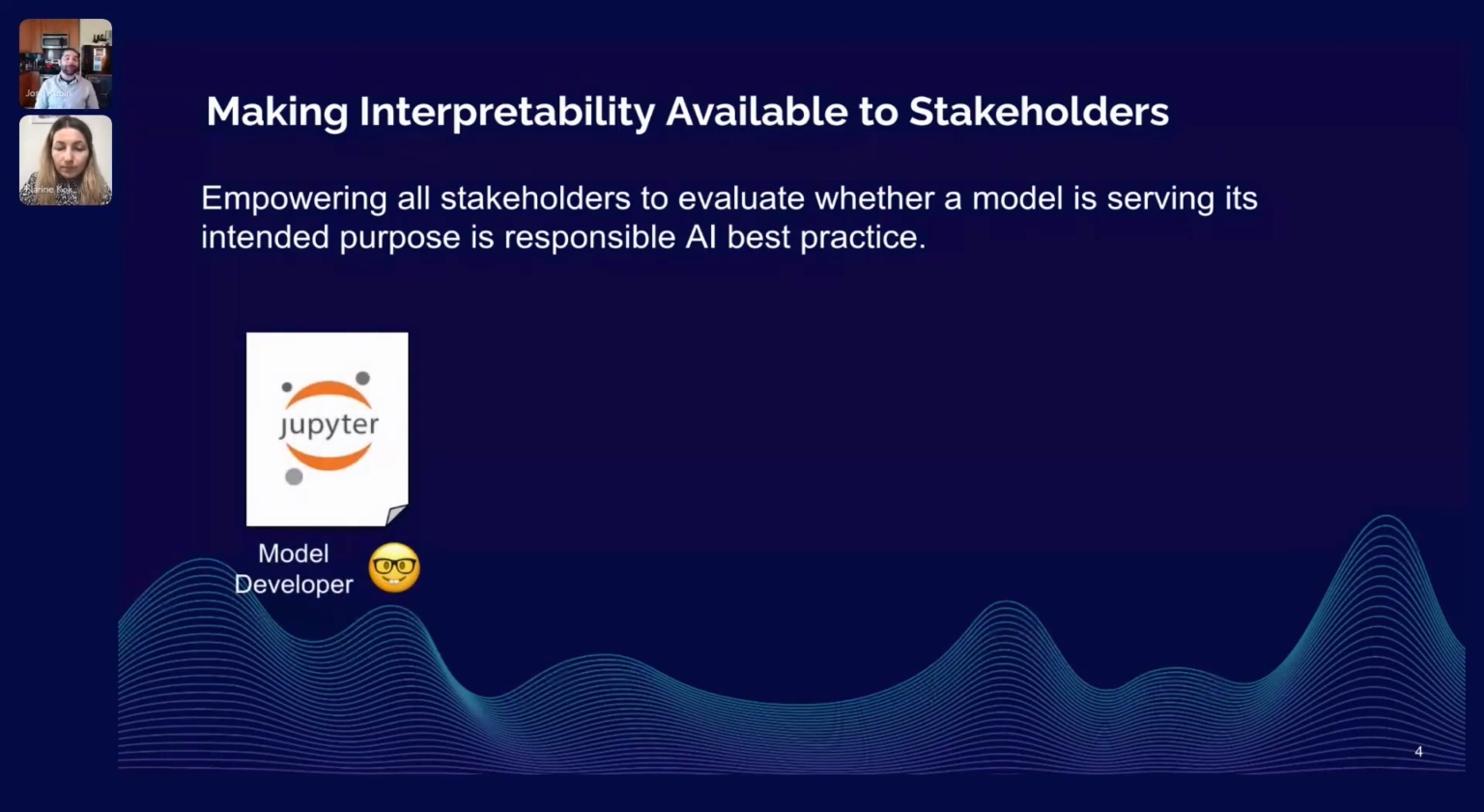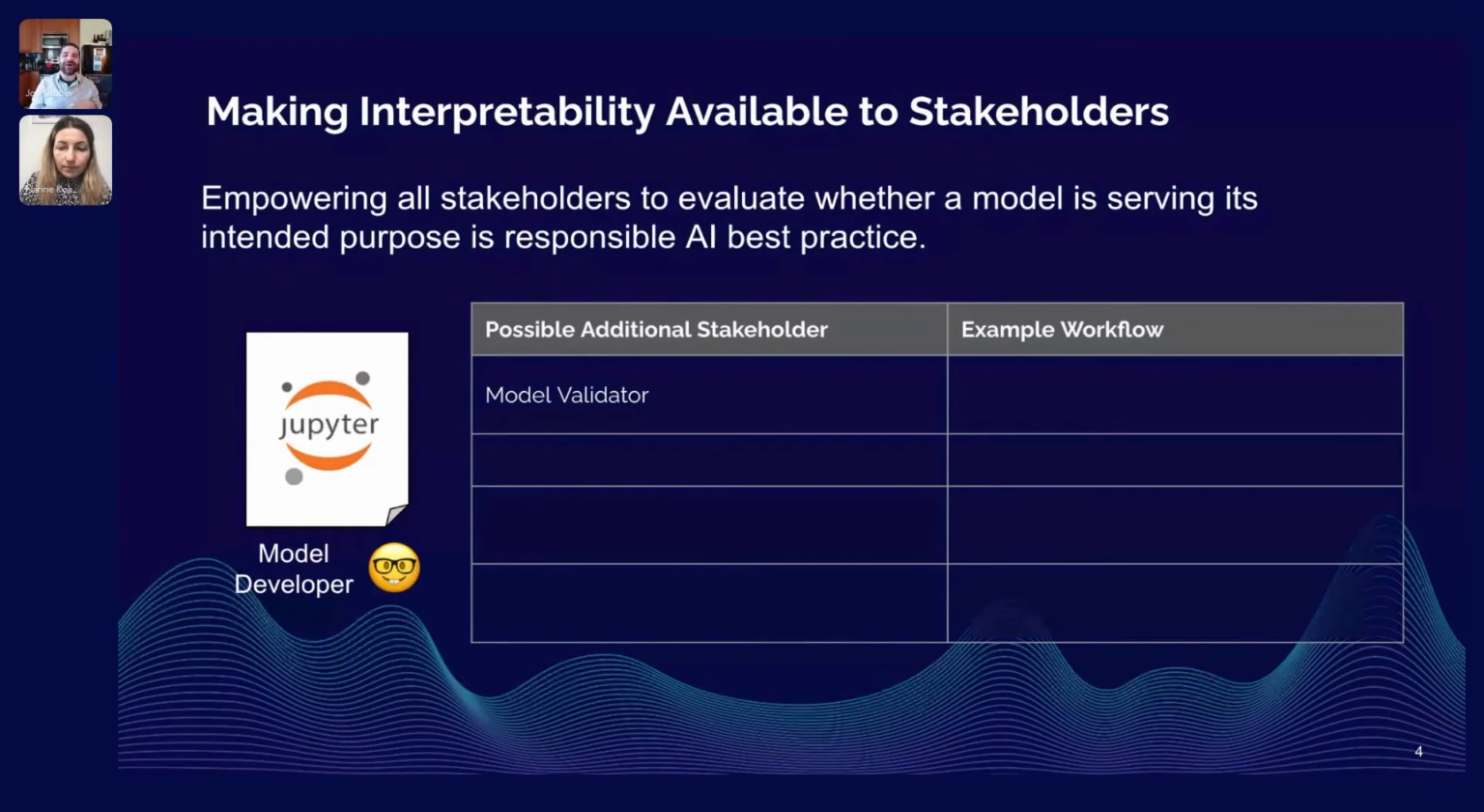Model developers love to work in whatever tools they like to work in. Often that's a Jupyter notebook. They'll pick a modeling library, they'll pick some tooling. But there are generally lots of other stakeholders involved, right? In some scenarios there's a model validator who's different from the model developer, who receives a model and is responsible for kicking the tires and making sure it's doing the thing the developer intended.